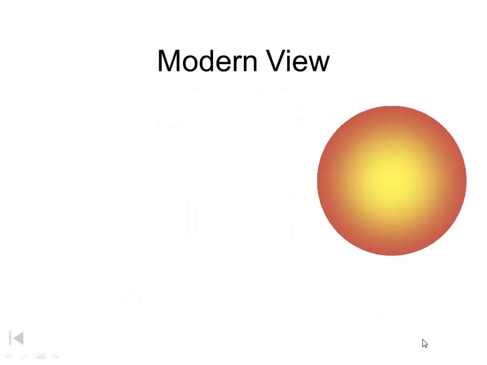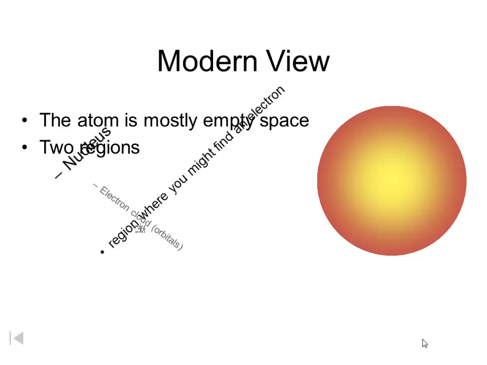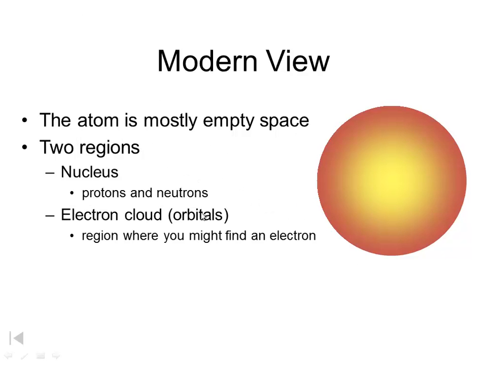The modern view of the atom is that the atom's mostly empty space, and it's a summation of all the different things that we talked about. There are two regions: the nucleus, which has the protons and the neutrons, and the electron cloud, or the orbitals, where the electrons are probably found. So that's it for the modern view of the atom.